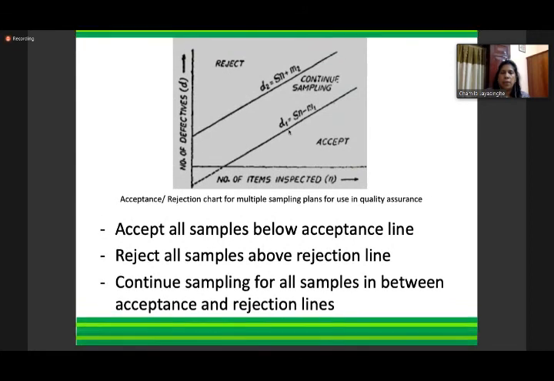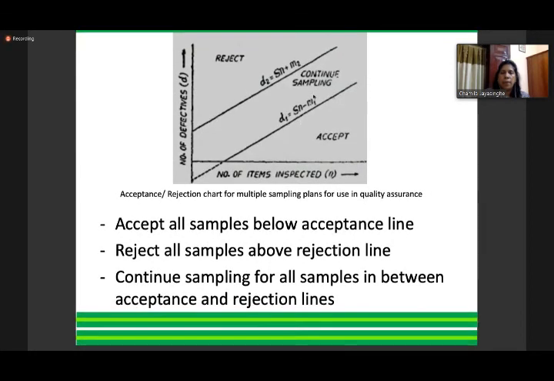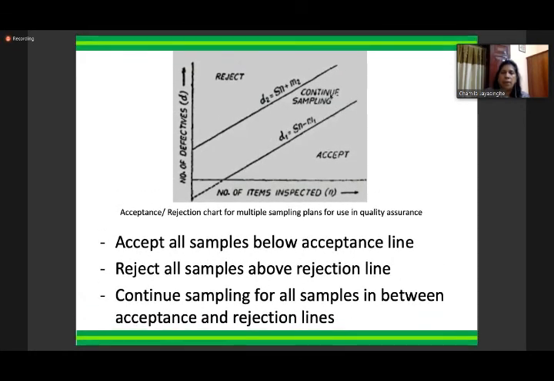So that is why in the multiple sampling plan the rejection keeps going. D2 continues sampling. As it comes down, except if the line goes through the middle, no problem. But if it goes to the rejection line, the upper line, then definitely a lot will be rejected. If only this part remains, there will be no problem all the time, right?